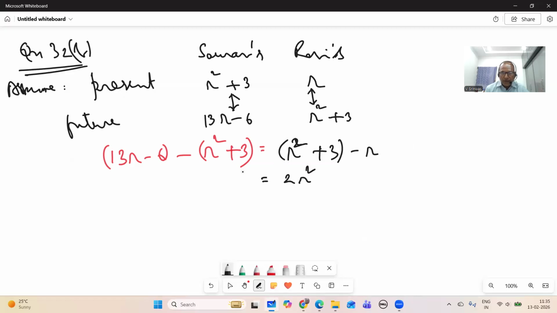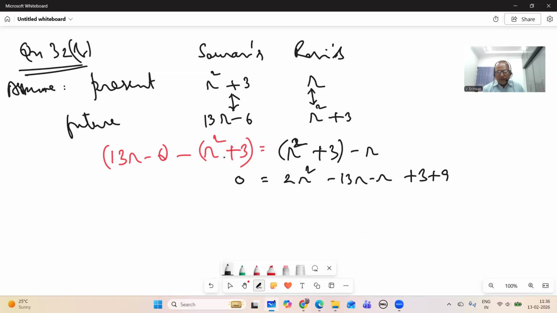It is 2r square. It is the 13r. When it comes to this side, it becomes minus 13r. Already minus r is there, and then minus 6 minus 3 becomes minus 9. Take it to the other side, it becomes plus 9 is equal to 0.